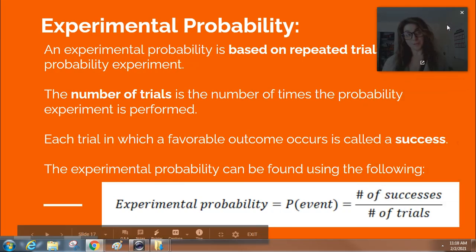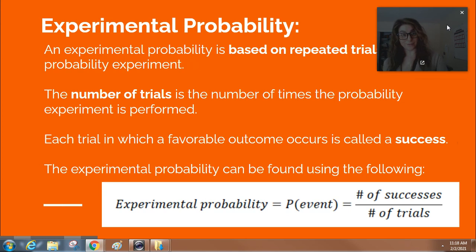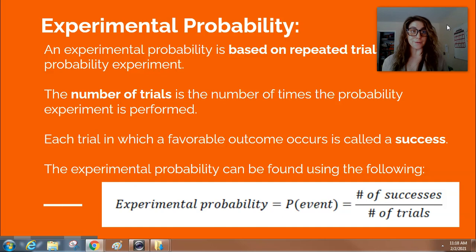Okay, next thing we're going to talk about is experimental probabilities. So an experimental probability is different than theoretical. Theoretical is what should happen. So when I flip a coin, it should be 50-50, one half. However, if we actually flip a coin, you're not going to get one half. I promise you that. If you flip a coin, it is very rare that you are going to end up flipping it with a perfect 50%.